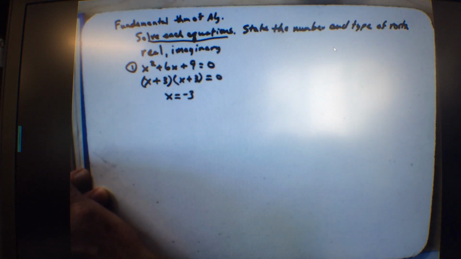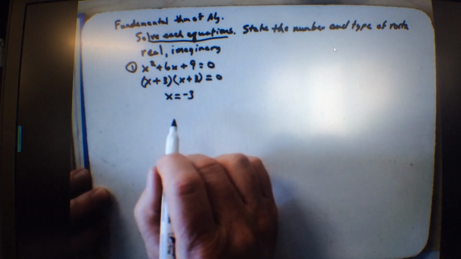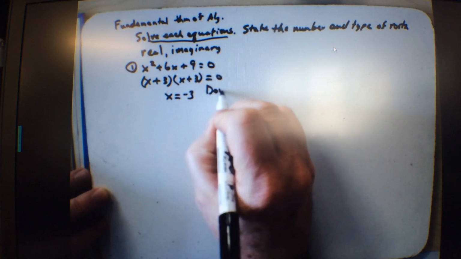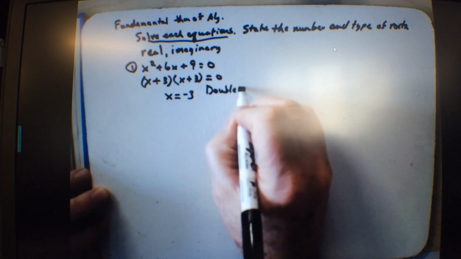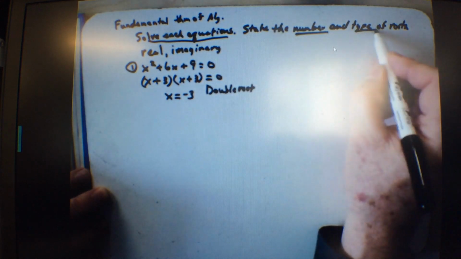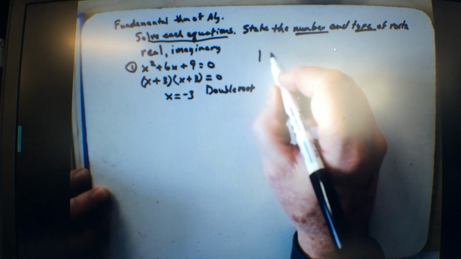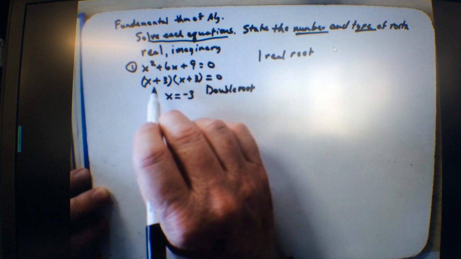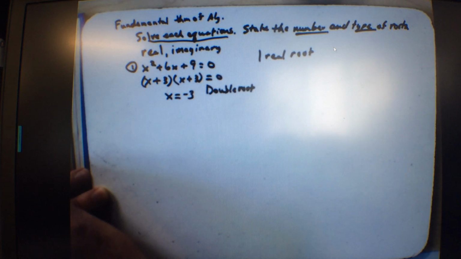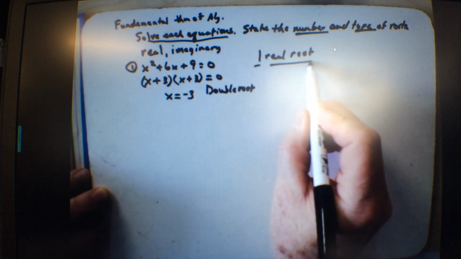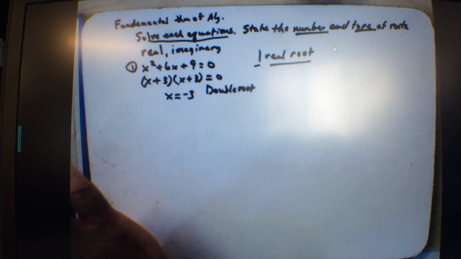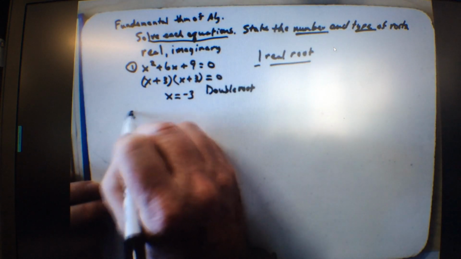Now this one is twice, right? So it's called a double root. I just want you to remember that. Double root. The number and type of roots are, it is one real root. Now actually it's listed twice, but it's only one real root. Okay? So here is your number and your type. Now remember, roots are zeros. That's where it touches the x-axis, okay? You understand that?